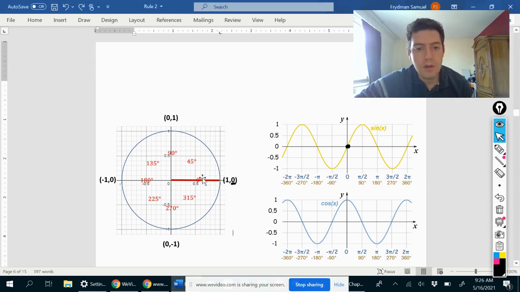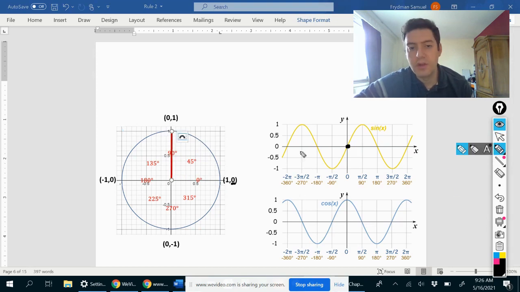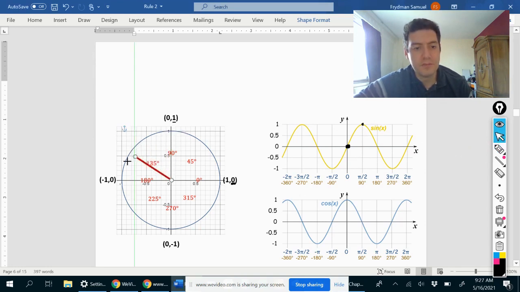Then, if we go up by 90 degrees, so now we are at 90 degrees and the y value is 1. So on this graph here, at 90 degrees or pi over 2 radians, the y value is 1. You can see that says 1 over there. Okay, if we go another 90 degrees, now we are at 180 degrees and the y value is 0, so that's this point. Or in radians, that would be pi radians, and the y value would be 0.